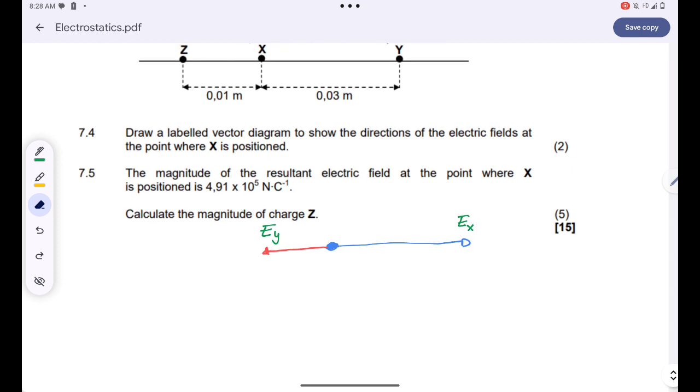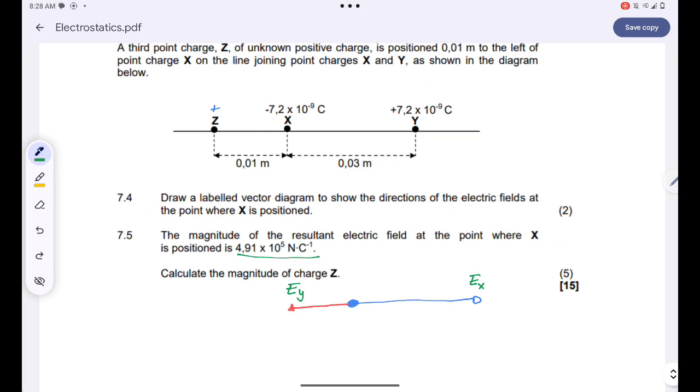Okay, and then we are told that the magnitude of the resultant electric field at the point where X is positioned is this. So we are given the magnitude of E net. They want us to find the charge on Z. We are given the E net.